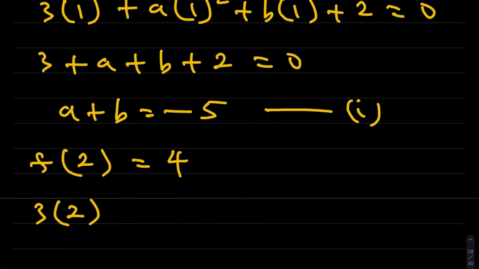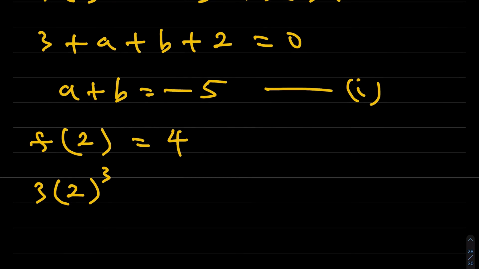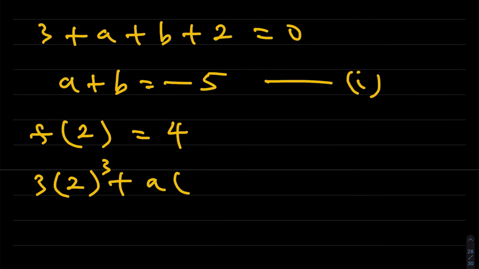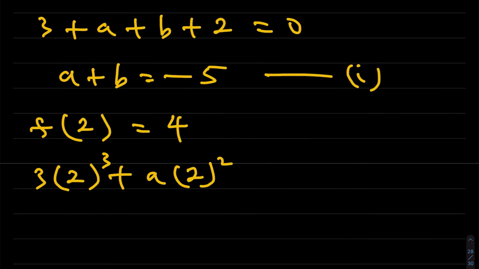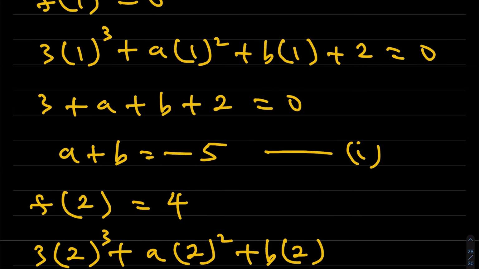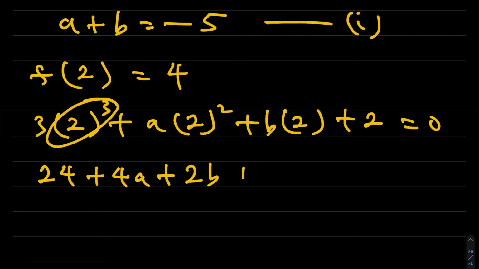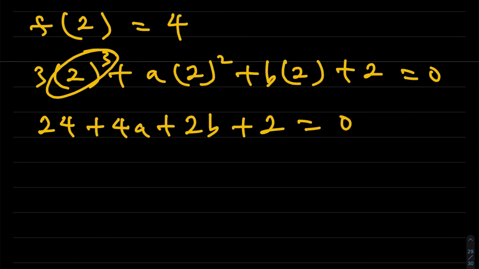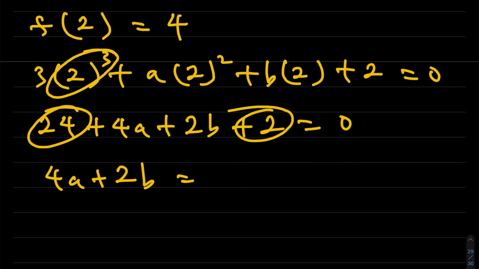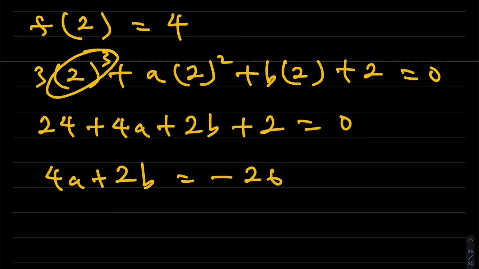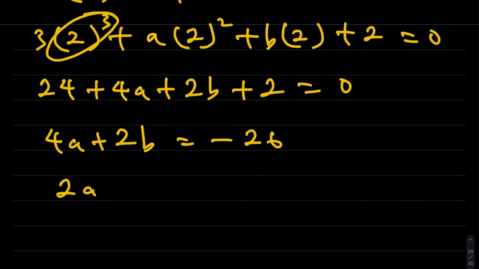times 2 cubed. I'm just substituting 2 for x in f of x. 3 times 2 cubed plus a times 2 squared plus b times 2 plus 2 equals 0. And that means 2 cubed is 8 times 3, 24. 24 plus 2 squared is 4 times a, 4a plus 2b plus 2 equals 0. And this simply means 4a plus 2b, 24 plus 2 is 26. When you take that to the right hand side, you get minus 26. So 4a plus 2b equals minus 26. We can divide through by 2 to get 2a plus b equals minus 13.